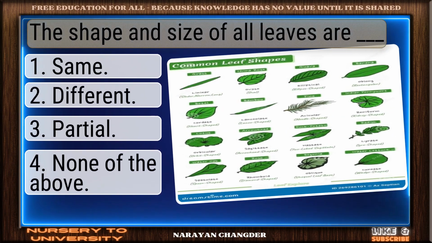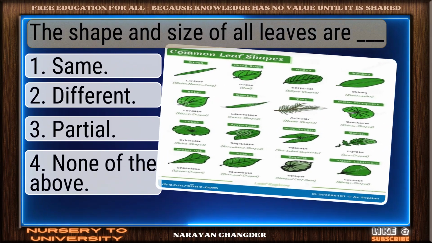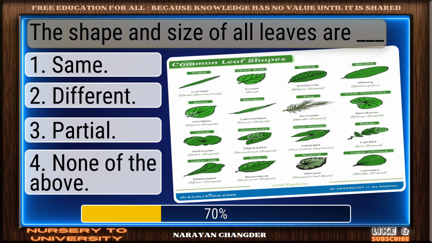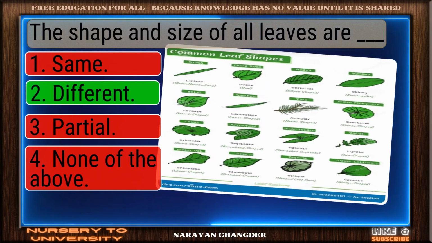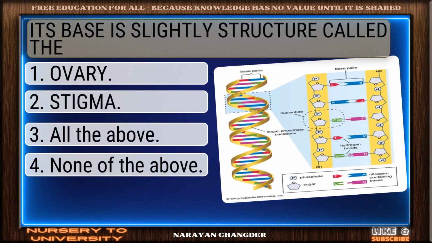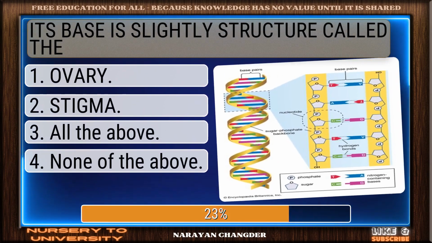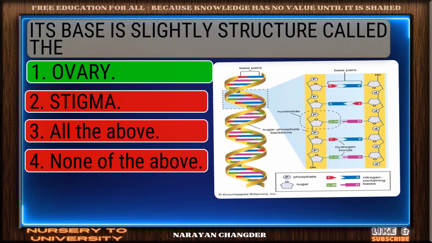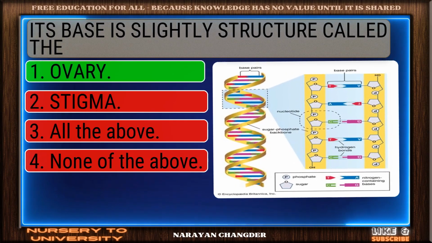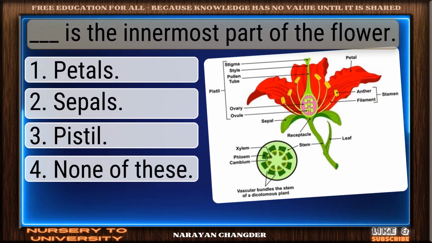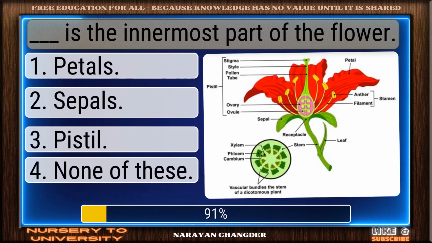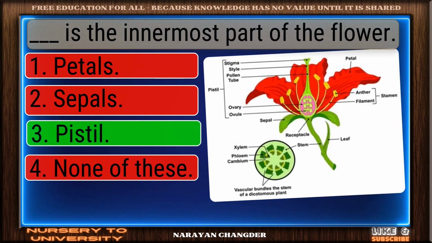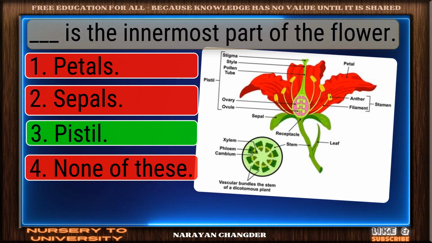The shape and size of all leaves are dash. Great job. Different is the accurate answer. Its base is slightly structure called the. Well reasoned. Ovary is the correct choice. Dash is the innermost part of the flower. Well picked. Pistil is the correct answer.